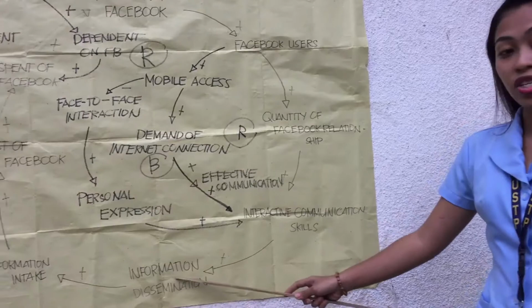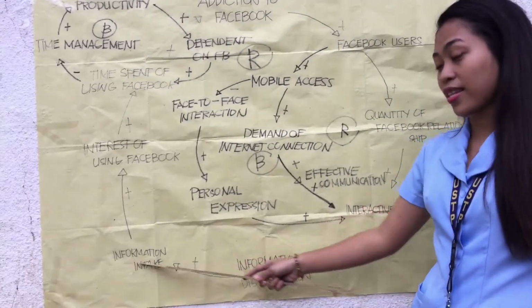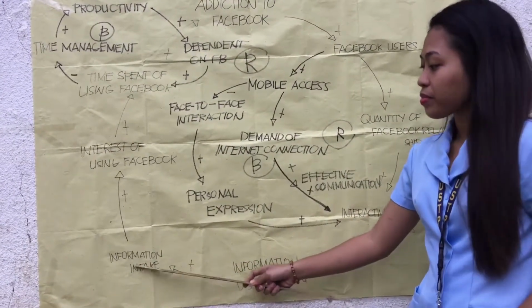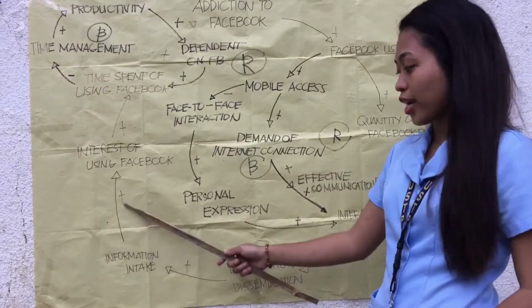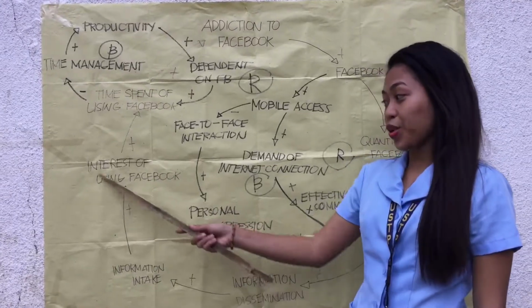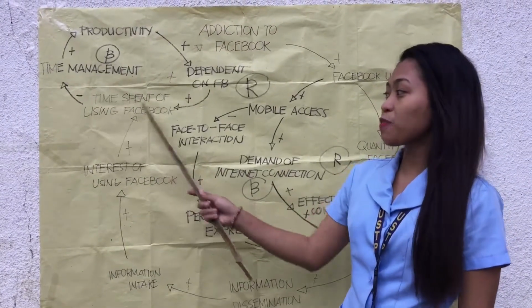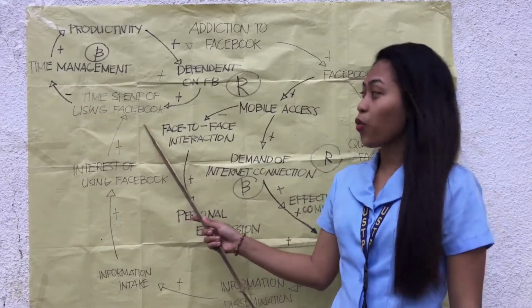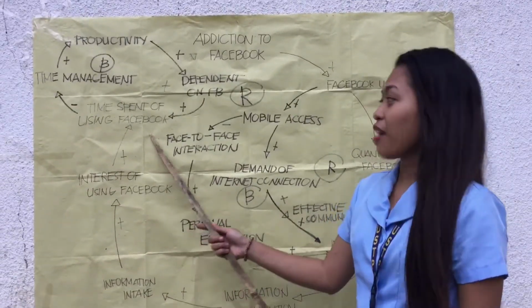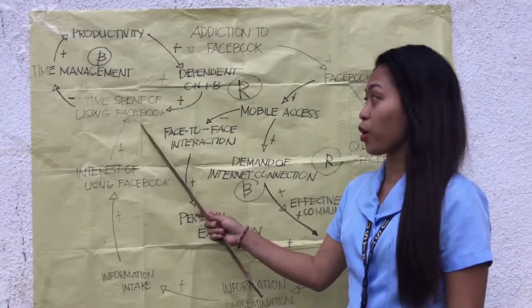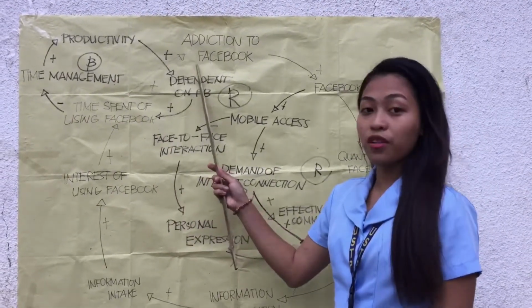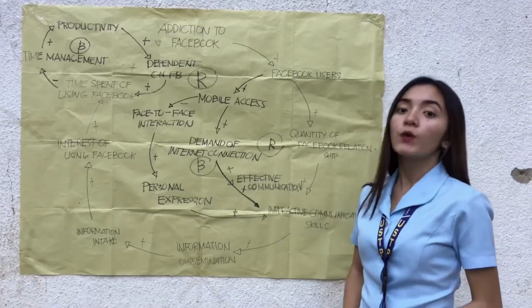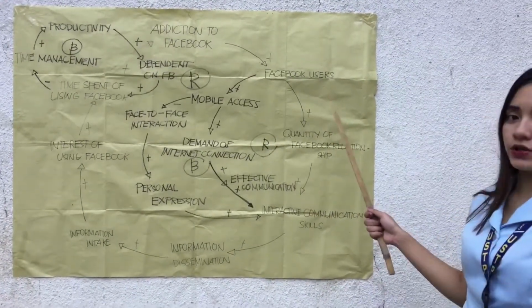If there would be information dissemination, the information intake will increase. That will be a positive polarity. If there would be an interest of using Facebook, the time spent of using Facebook will increase, which leads to positive polarity. If there would be a time spent of using Facebook, the addiction to Facebook will increase. For another loop, we will connect it to the Facebook users.